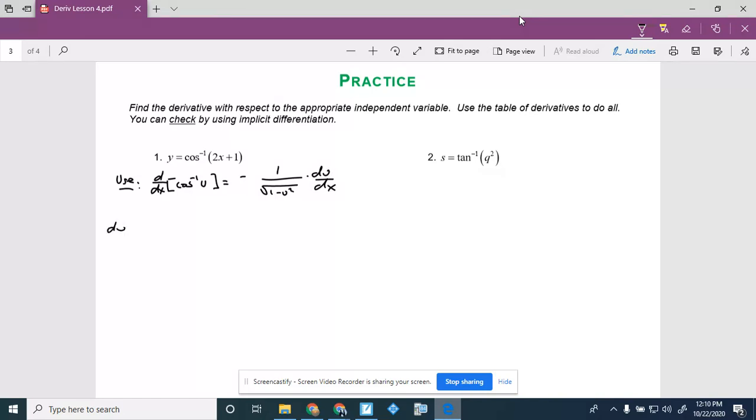So when I go to do dy dx for this one, I'm going to follow this procedure. This stuff here is my u, so to speak. So I'm going to get negative 1 over radical 1 minus parentheses 2x plus 1 squared. That's the 1 minus u squared, times the derivative of u with respect to x. Well, u is 2x plus 1, so the derivative of that is just 2. And quite honestly, that's a fine answer.